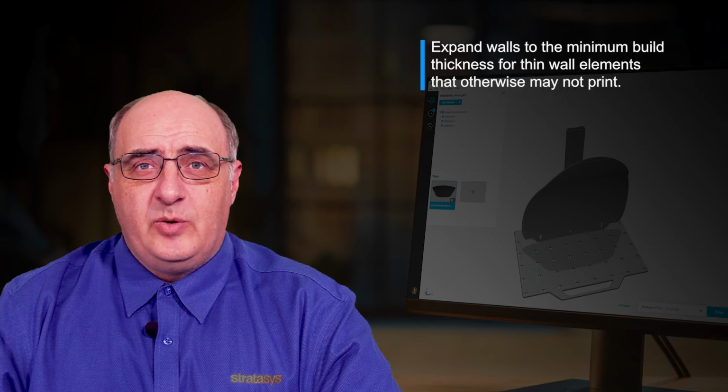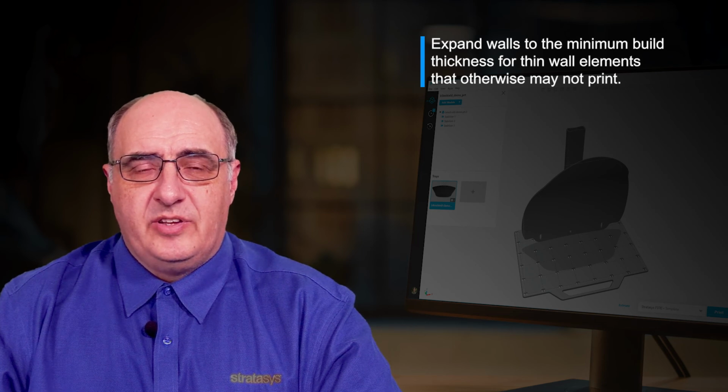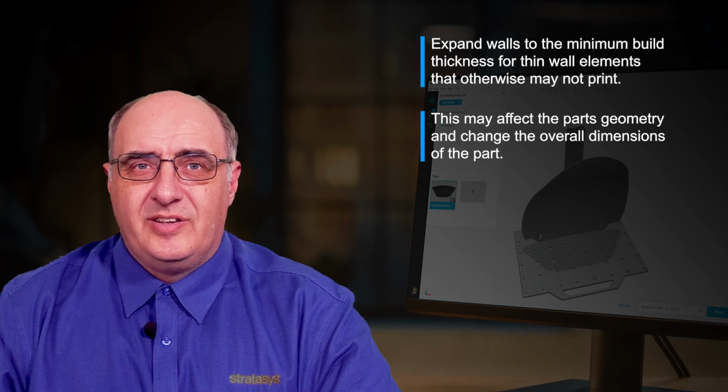To recap, in this video, you learned that the Thicken Thin Walls option will expand walls to the minimum build thickness for thin wall elements that otherwise would not print. And using this option may affect the part's geometry and change the overall dimensions of the part.